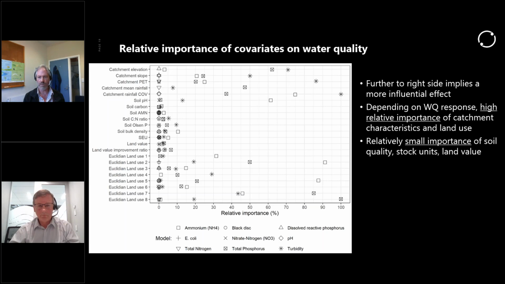And the water quality responses, the relative importance of water quality was particularly land use and the catchment characteristics. In contrast, the soil quality, stock units and land value had relatively small importance, and you can see that in the graph with the cluster to the left, and the various indicators there for water quality.